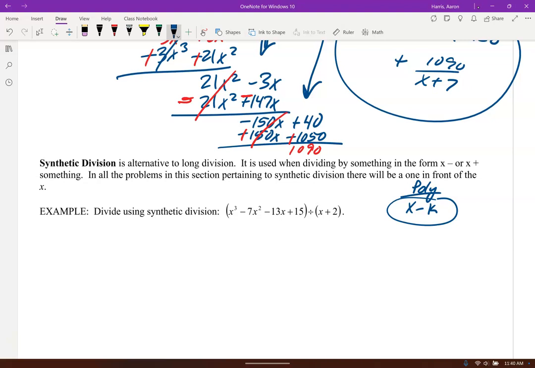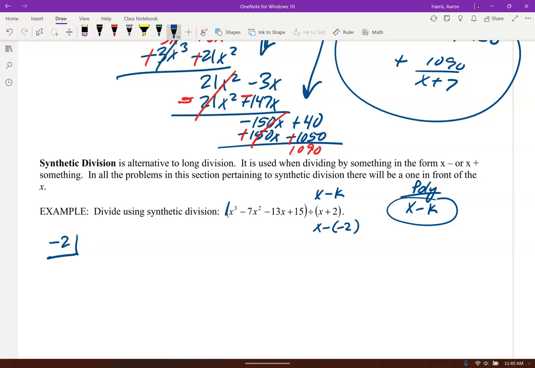So the first thing you do is identify a k. I'm dividing by x minus k. So in this case, instead of x plus 2, think of this as x minus negative 2. That's the same thing as x plus 2. So my k is negative 2. And then what I do is put the coefficients of my dividend along this top row. So see how I have an x cubed?